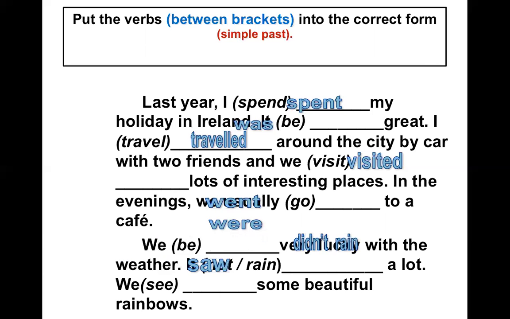So look, if you use a negative form in past, you have to use the auxiliary verb didn't. Okay? But if it is the verb to be, you use was or were.